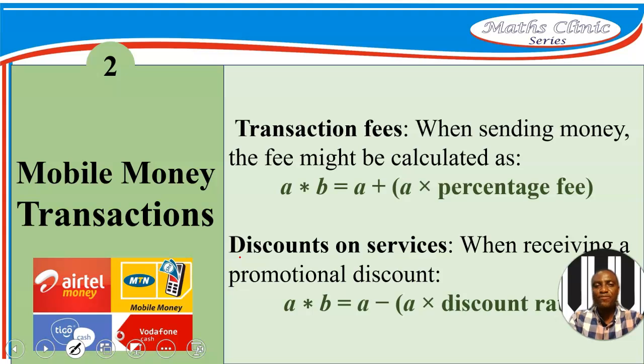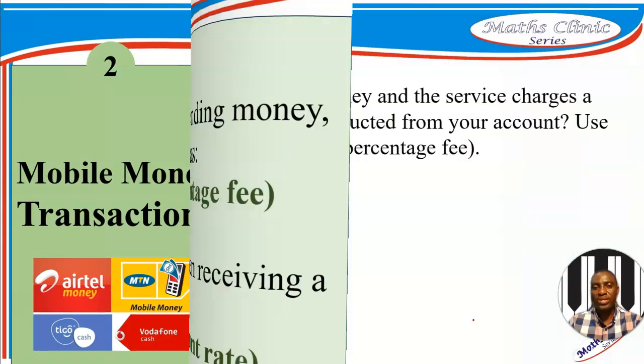When sending money, the fee might be calculated. Maybe let me give you an example. If I say A star B, then it means that this is how the calculation is done. It will be A plus A times the percentage rate or the fees that they will charge you. Okay, and the same thing applies to discount on services. Anytime someone gives you a discount, it also works like this. So A star B is equals to A minus A times discount rate. Let me give you an example to see how this works.